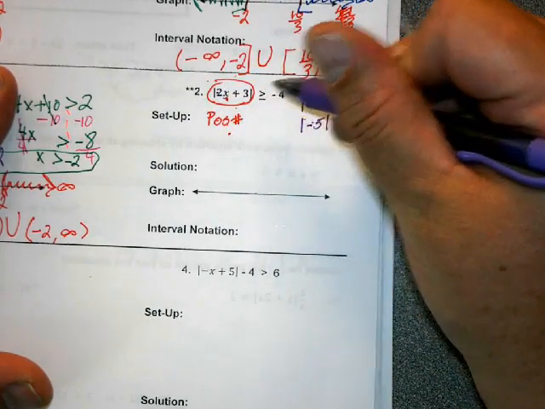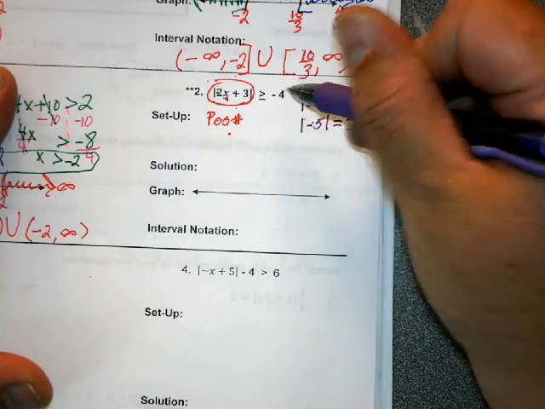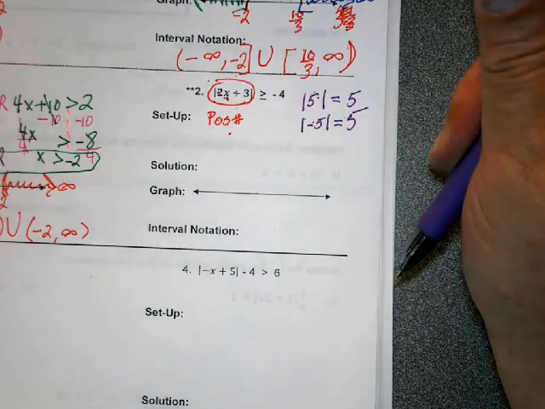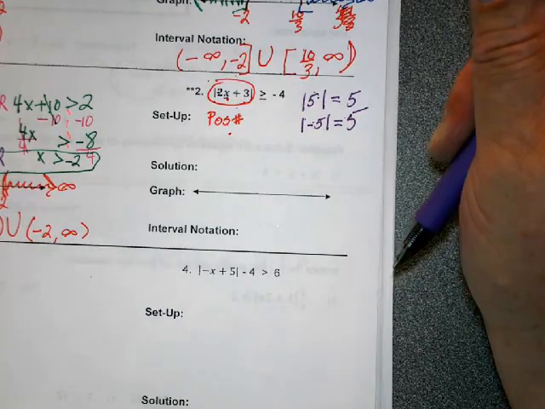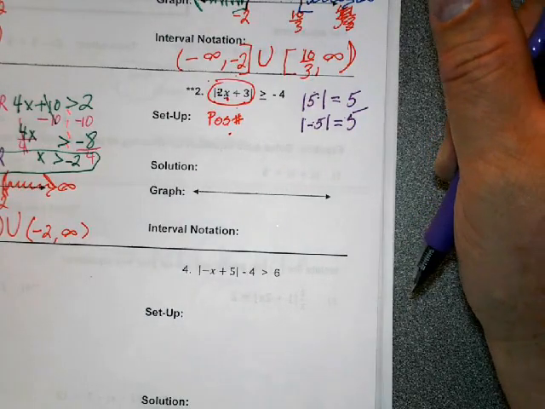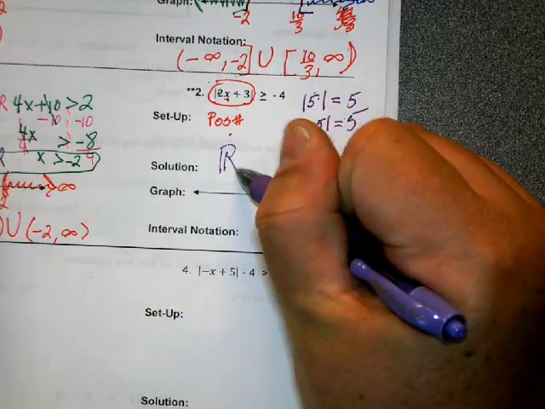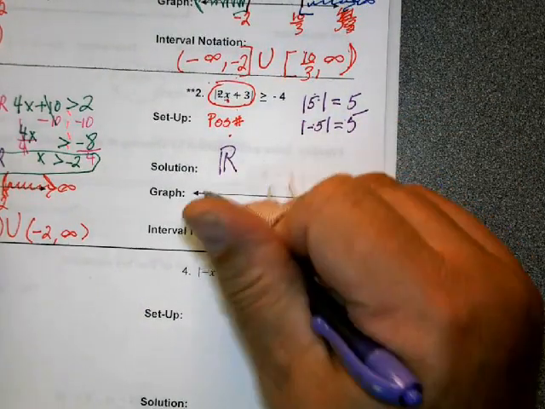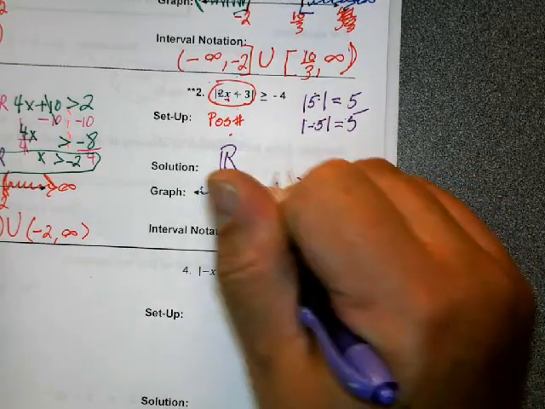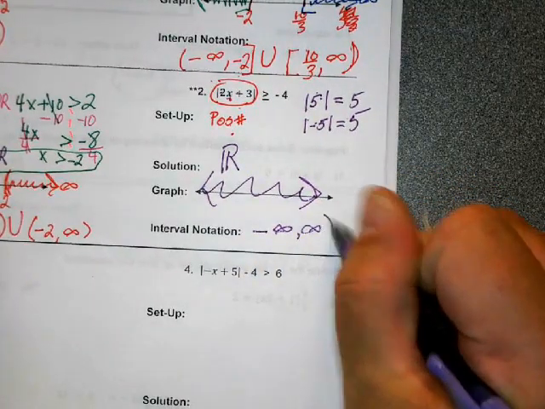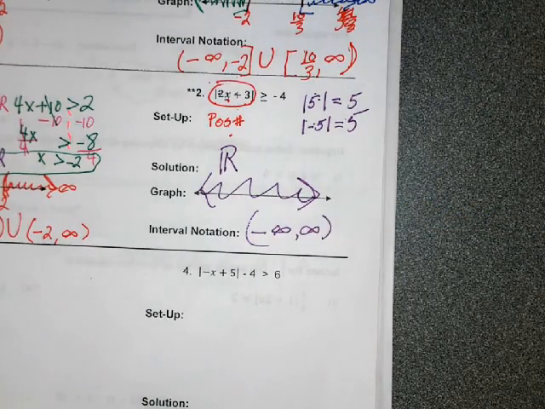It doesn't sound convincing, but are you good? Okay. So in this case, the answer is all real numbers, or shade the whole thing, or negative infinity to positive infinity, right?